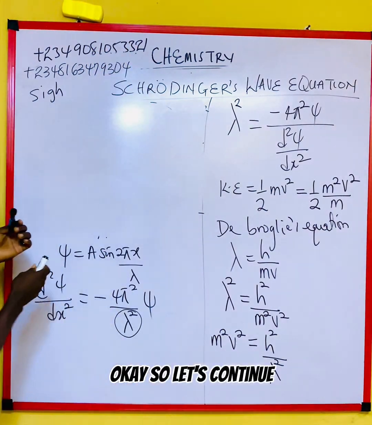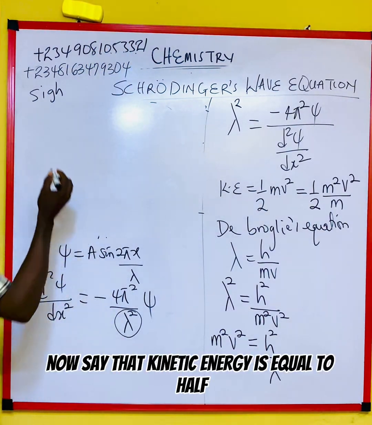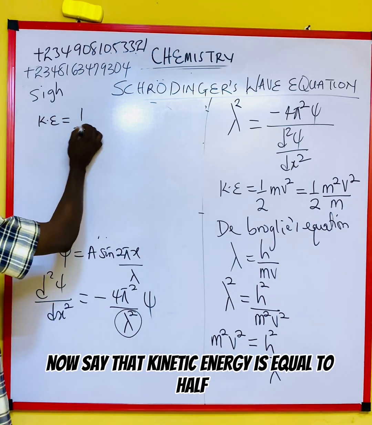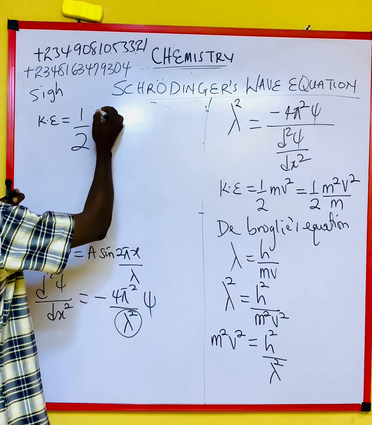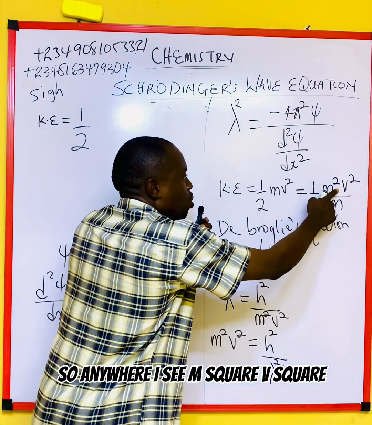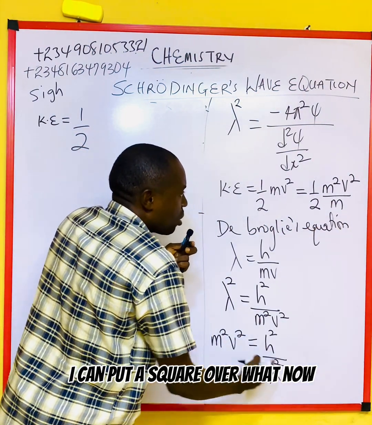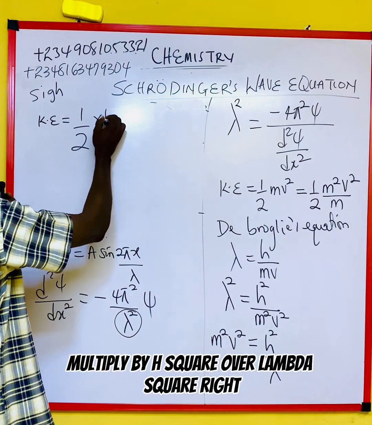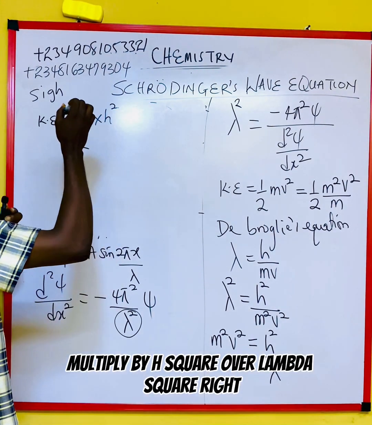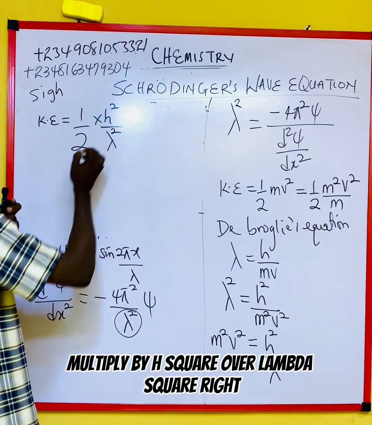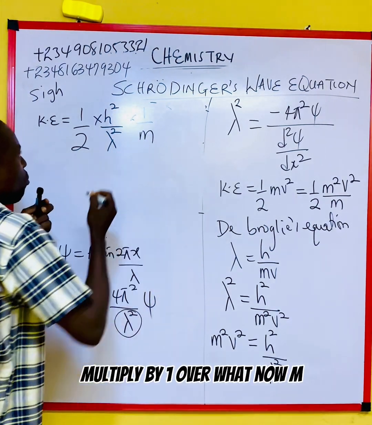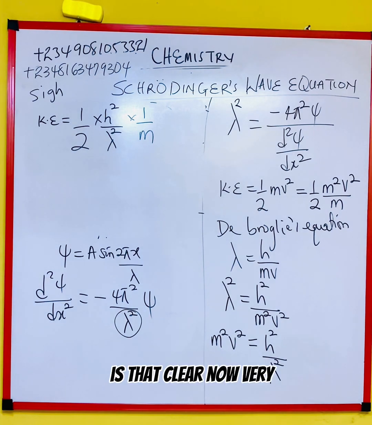Okay, so let's continue. I can therefore say that kinetic energy is equal to half. Anywhere I see m square v square, I can put h square over lambda square, which means I'm multiplying by h square over lambda square, multiplied by 1 over m. Is that clear now? Very, very simple, right?